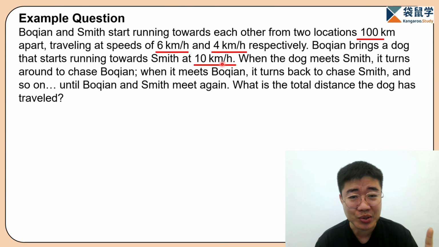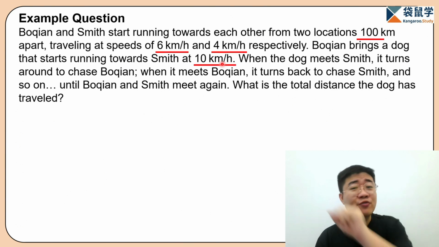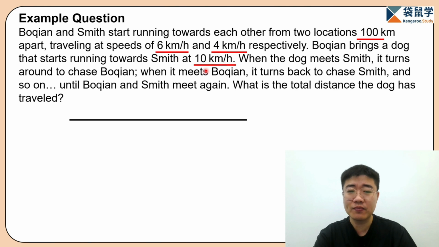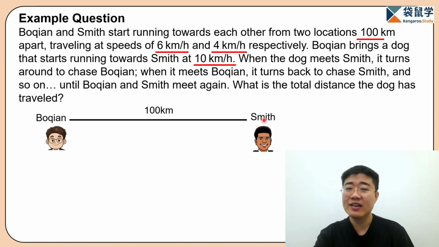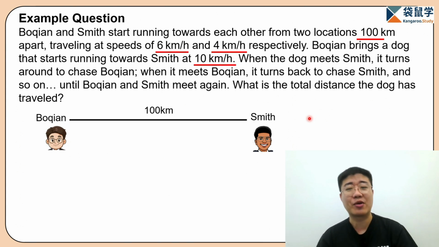This is where we use a route diagram. So in this route diagram, first we draw a straight line. This represents the distance between Teacher Chen and Teacher Smith. So we know this is 100 km. Then after that, let's add Teacher Chen and Teacher Smith. Of course, the next important thing is that we have to label all the important information in the diagram.